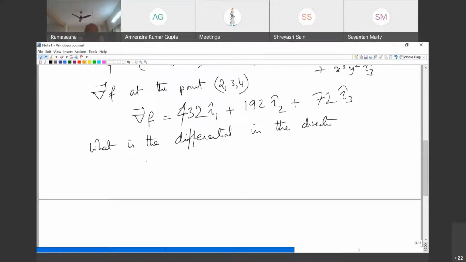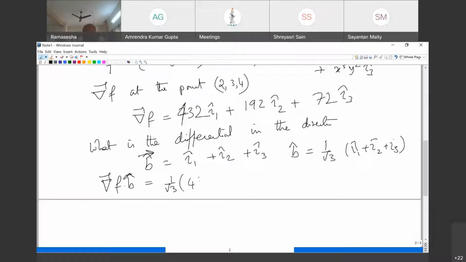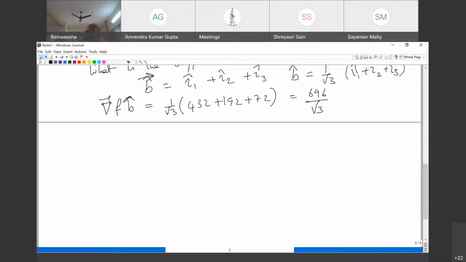I want to find my direction B, the vector B, let me say, is I1 plus I2 plus I3. So the normalized value of B is 1 upon root 3 times I1 plus I2 plus I3. So if you want to find out del f dot B, that is going to be 1 by root 3 times 432 plus 192 plus 72. So this is 264, so 696, right? Equal to 696 by root 3. So this is what you will get for how you can calculate it.